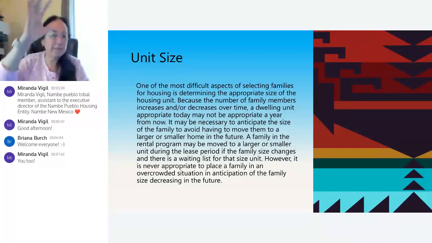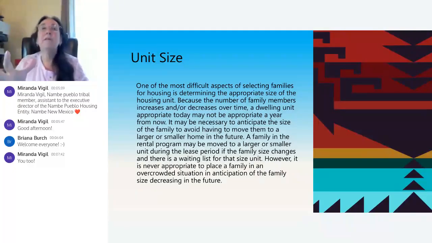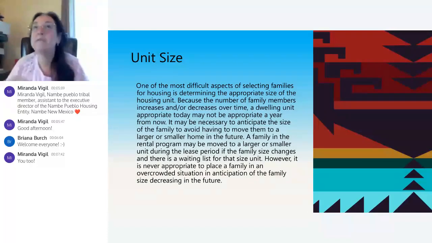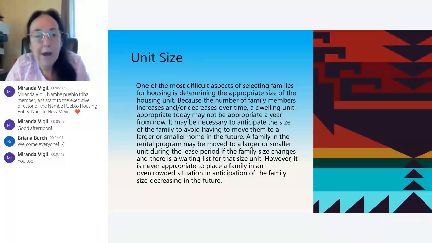That family is going to increase and decrease over time. If it's a rental unit, you have to let them know up front. Should we have you in a unit that is not really specific to the size that you need, we might have to ask you to move units. And you've got to let them know that it may be necessary to anticipate the size of the family to avoid having to move them to a larger or to a smaller house.